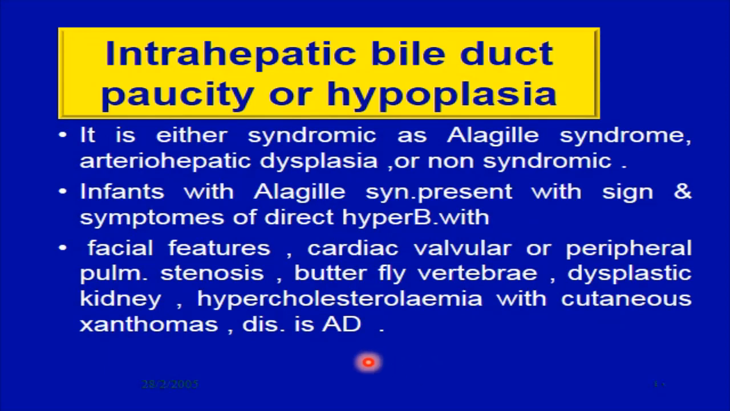Intrahepatic bile duct paucity or hypoplasia is either syndromic, as in Alagille syndrome, or non-syndromic isolated. Infants with Alagille syndrome may present with signs and symptoms of direct hyperbilirubinemia with some features like cardiac valvular disease, peripheral pulmonary stenosis, butterfly vertebra or dysplastic kidney, hypercholesterolemia with cutaneous xanthoma. The disease is also autosomal dominant. This knowledge about Alagille was just to know that there is a syndrome called Alagille. It is not in the exam, just to know it, it is not for exam.